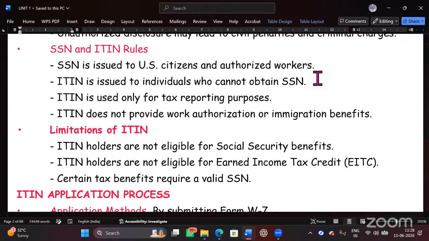Even in a temporary visit, that person is able to generate some income in the US.